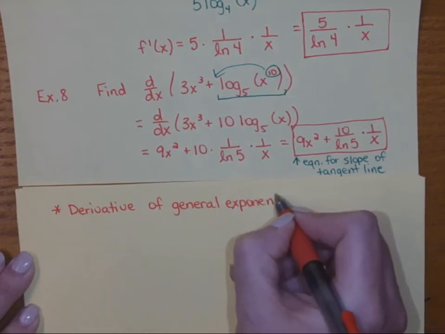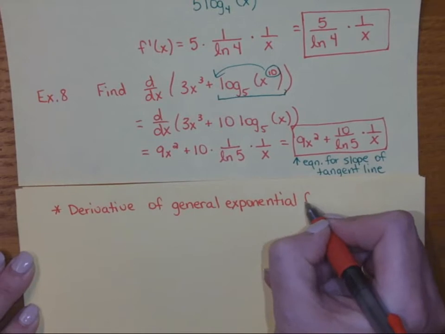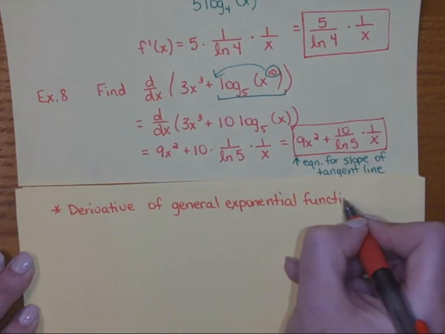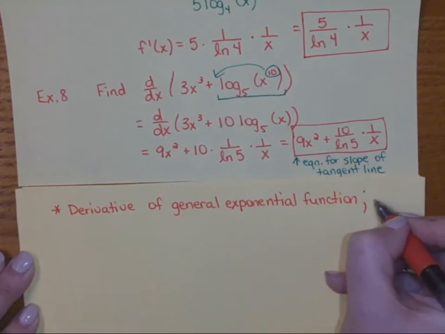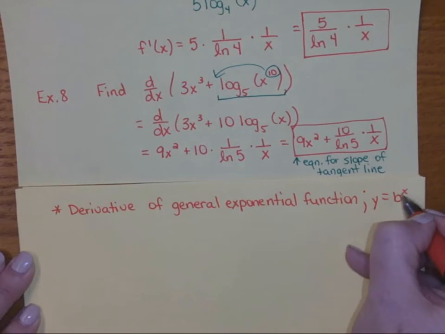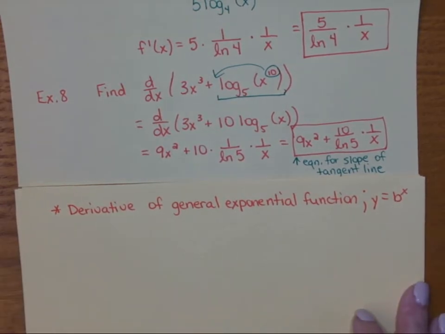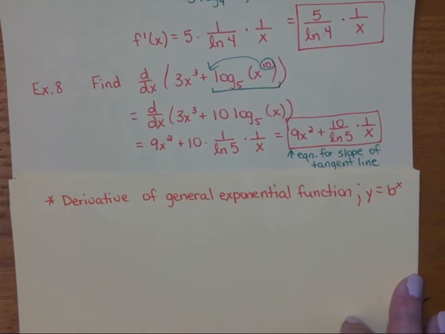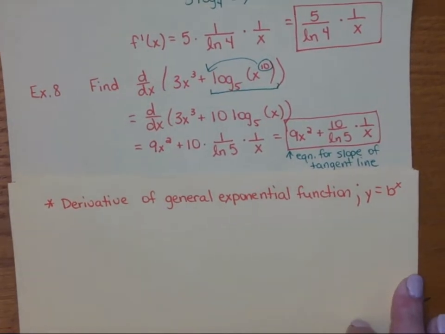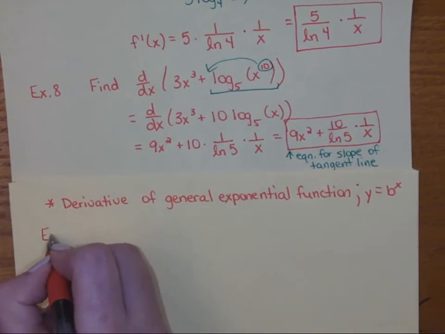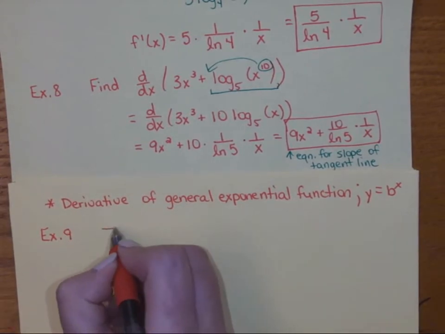In other words, what if it's not e to the x? What if it's something else to the x? So how do I find the derivative of y equals b to the x, where b can be anything, so maybe 2 to the x, or maybe 5 to the x, or something like that. So let's do 5 to the x.